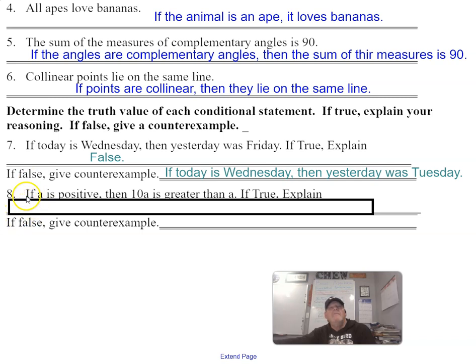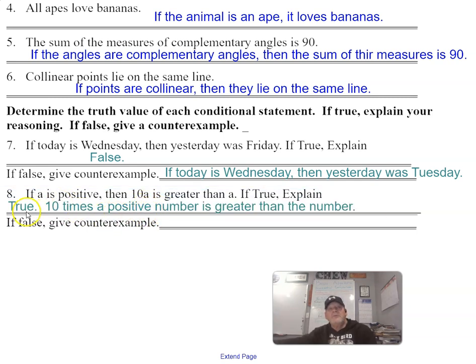Number 8, and the last example, if A is positive, then 10 times A, or 10A, is greater than A. If true, explain. If false, give a counterexample. Well, in that case, it is true, because 10 times a positive number is going to be greater than the original number.